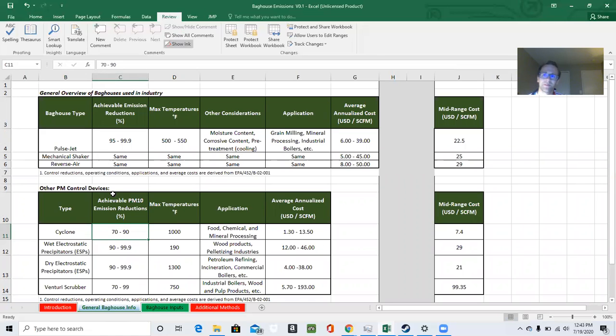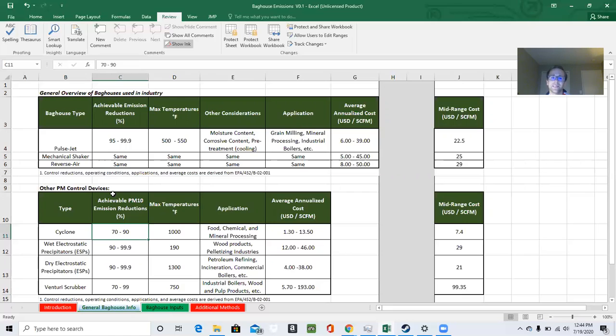There are three different types of baghouses that are primarily used in industry. The first is a pulse jet baghouse, followed by mechanical shakers and reverse air. According to the EPA, it doesn't really matter which one you use. They look at the achievable emission reduction as about equivalent between all three of them. However, pulse jet is a little bit more effective than the other two, but they all operate around the same operating temperature and they all face the same problems.